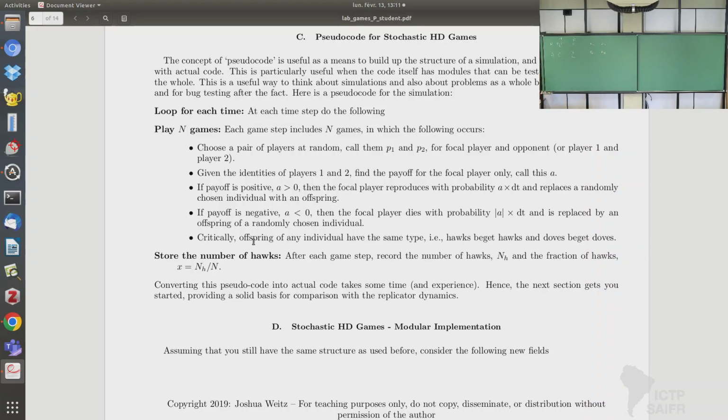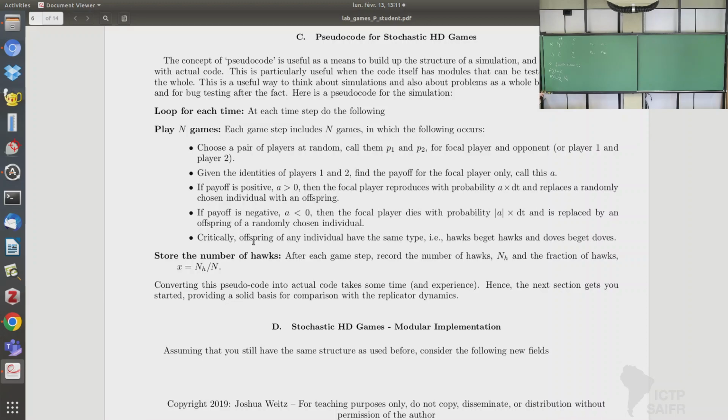So if you have a mixed population where X is the fraction of hawks, and you sample from this population, the probability of sampling a hawk is equal to X, and the probability of sampling a dove is equal to 1 minus X, okay? Clear so far?